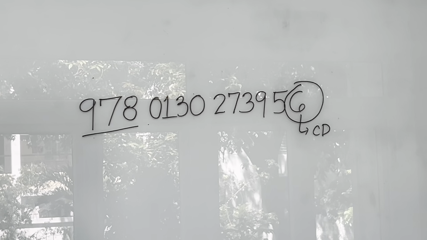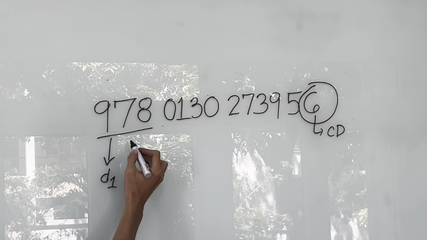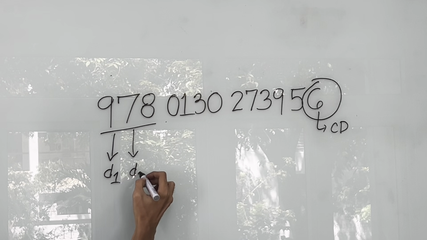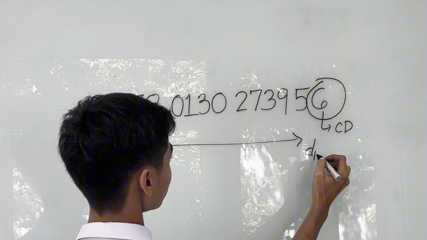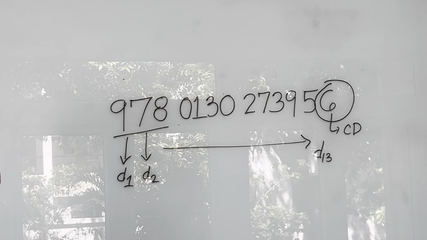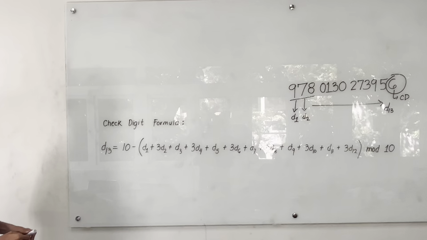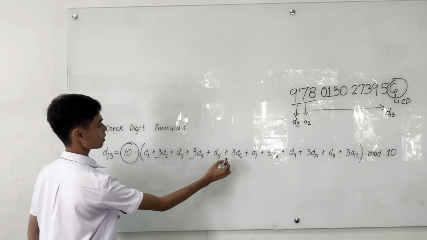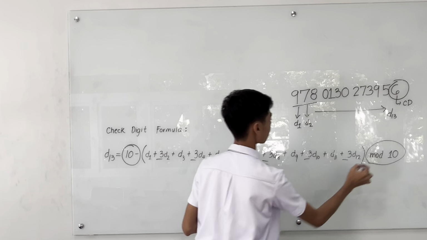We label the first digit of an ISBN as D sub 1 and the second digit of this ISBN as D sub 2, up to the 13th digit as D sub 13. The check digit of this ISBN is given by the following modular formula. We have to remember that the 10 minus here, the 3, and the modulo 10 are constants.